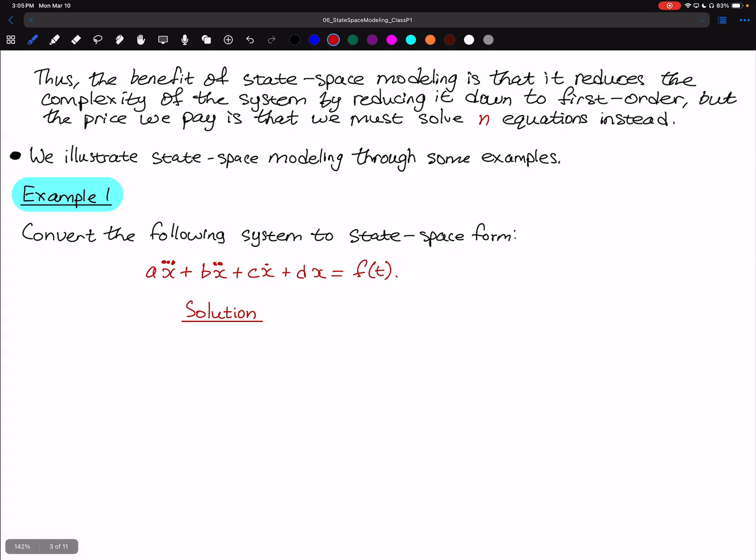Okay, so we're just given a third order differential equation shown here, and asked to convert it to state space. We have here A times x triple dot plus B x double dot plus C x dot plus dx plus f of t shown here. So it's a third order differential equation with some input as shown there. So we're going to need 3 state variables and then 3 state equations because it's a third order differential equation. So we're just going to write that down here.